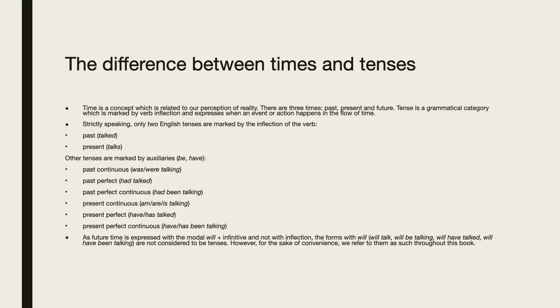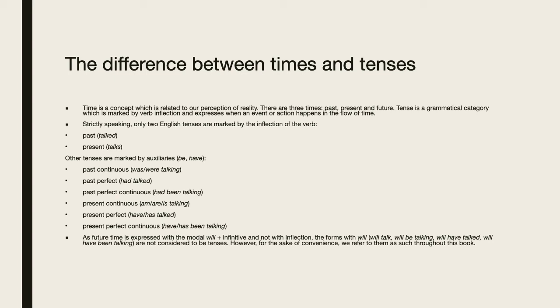Now, the difference between time and tense is this: time is a concept which is related to our perception of reality. There are three times: past, present, and future. Tense is a grammatical category which is marked by verb inflection and expresses when an event or action happens in the flow of time. So, strictly speaking, only two English tenses are marked by the inflection of the verb, that is past, that is talked, and present, that is talks.